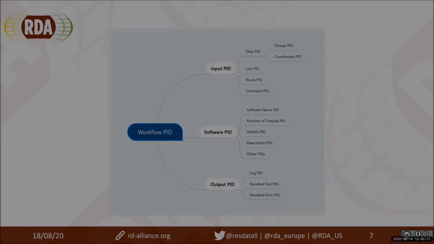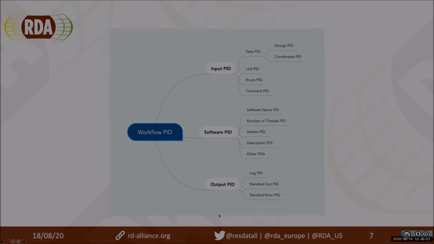The software PID probably needs to be broken up into 2 things, we realized, but we didn't have time or effort to do that. The software PID really should be the name of the software, the description, and the version number. It ended up getting all of the environment information, also the number of threads, other things like the number of processors used. So we lumped some stuff into the software PID that probably should go into an environment PID. And then the output PID points PIDs at the logs, the standard output and the standard error in this case.